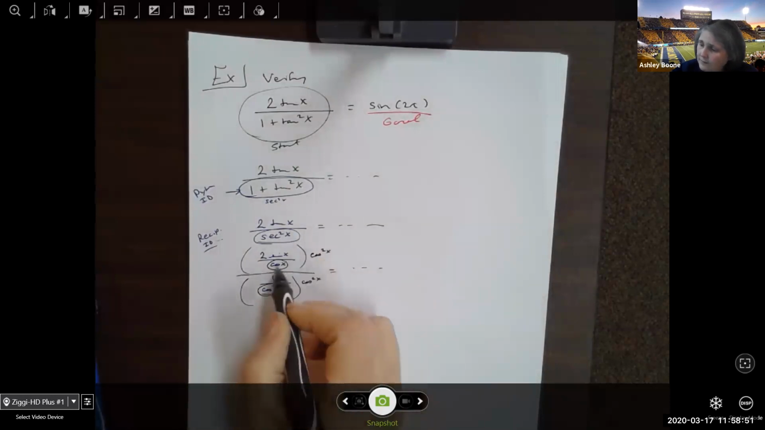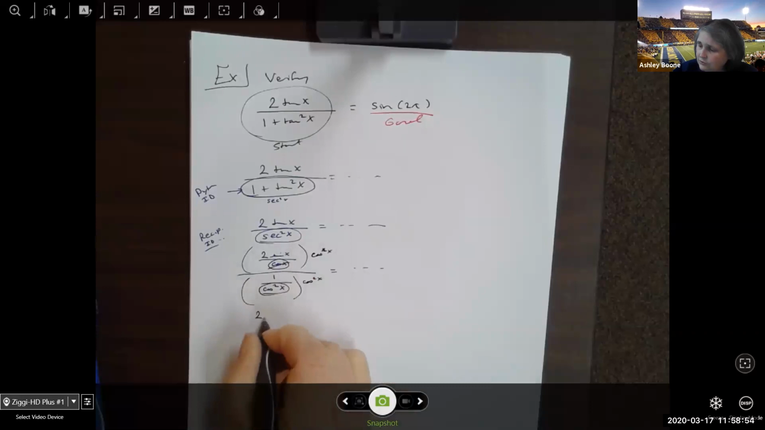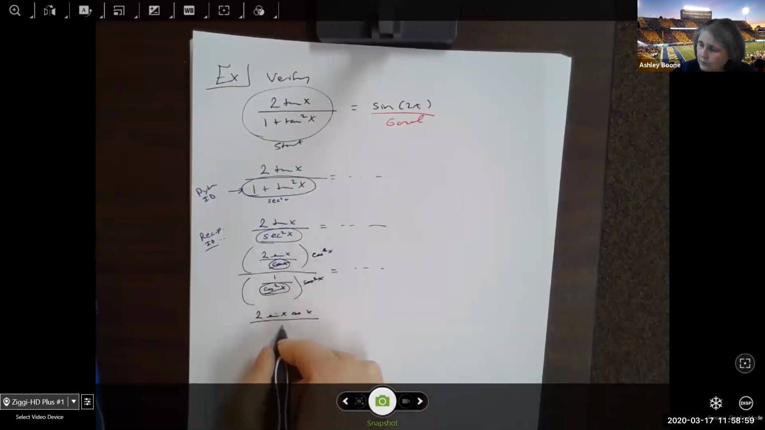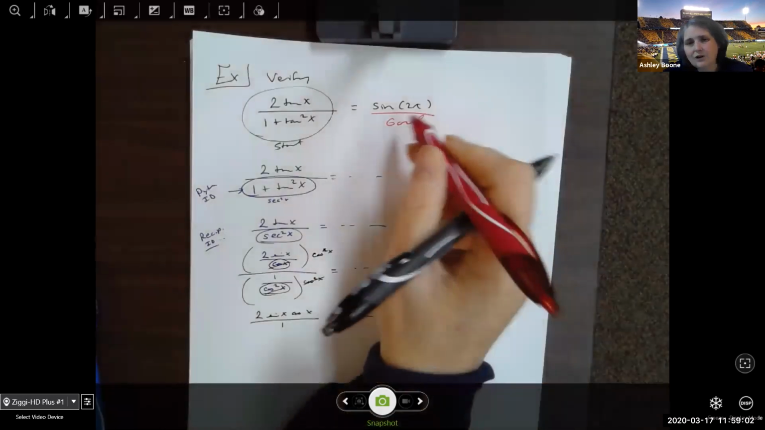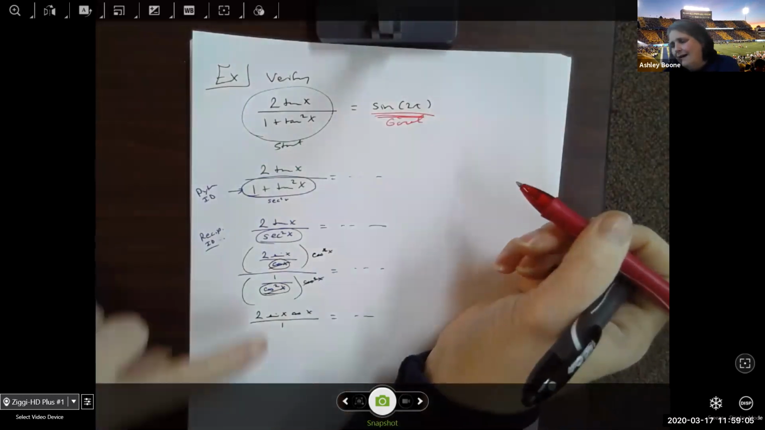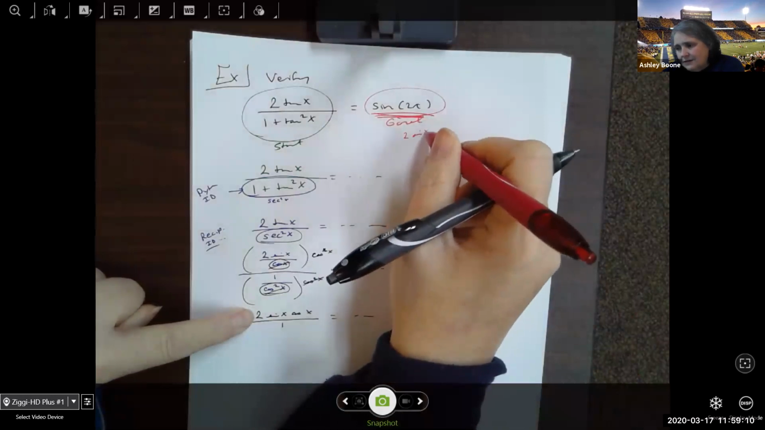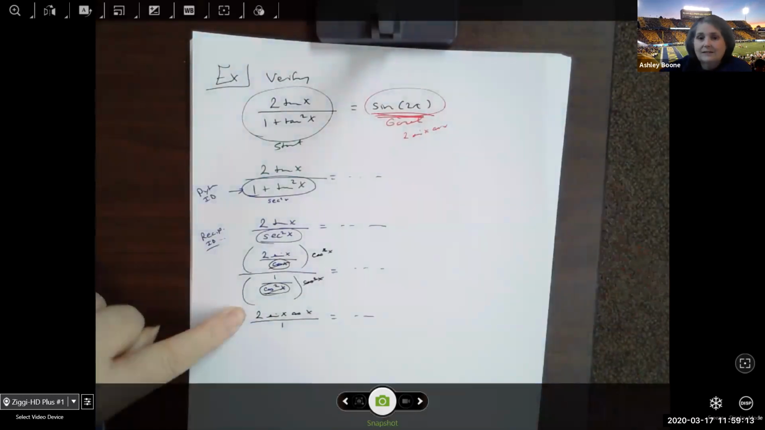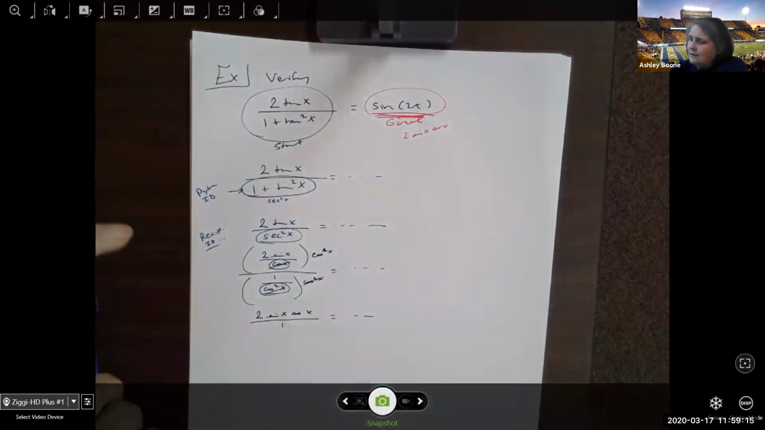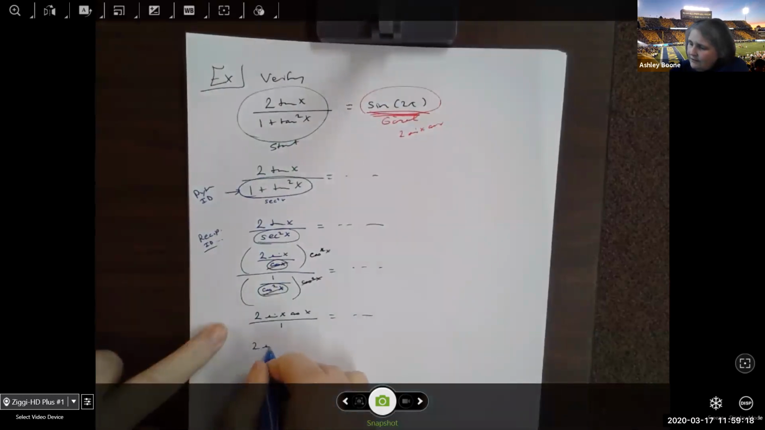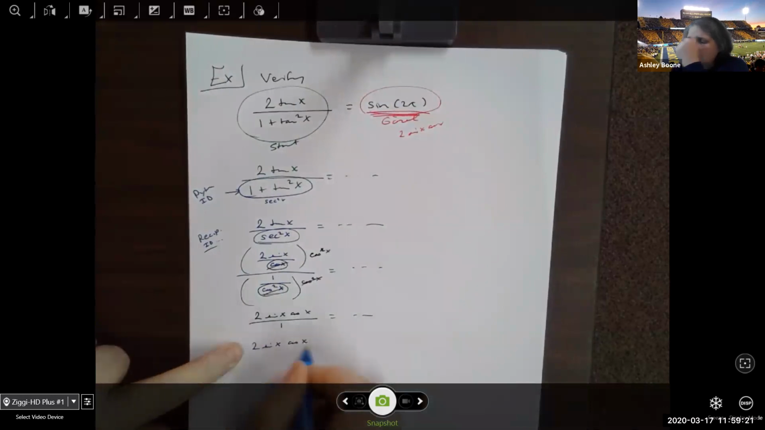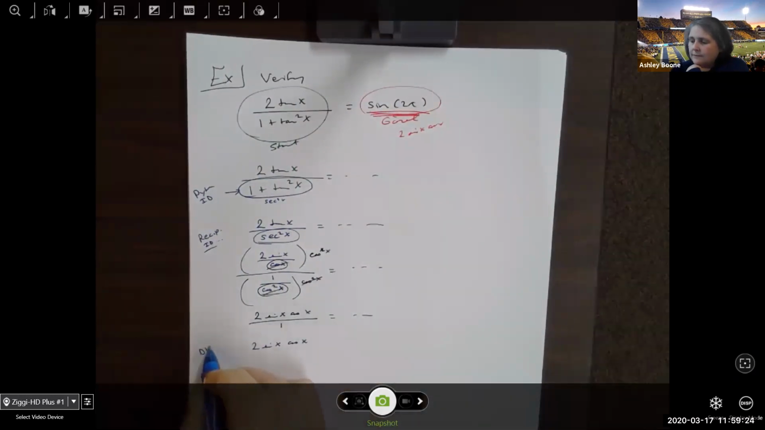And so up top, one of my cosines cancel. That gives me 2 sine of x cosine of x. On the bottom, those cancel. That's just a 1. Remember, this is our goal. Look at what I have here. The sine of 2x is 2 times sine of x cosine of x. I'm getting right to my goal here, because this is the same as 2 sine of x cosine of x, and based on our double angle formula, that's the sine of 2x, which was our goal.